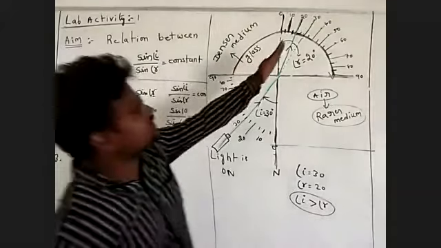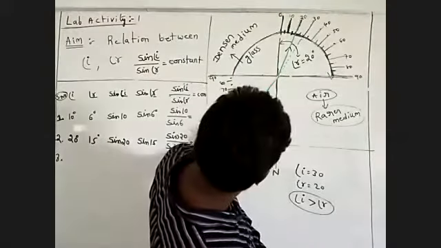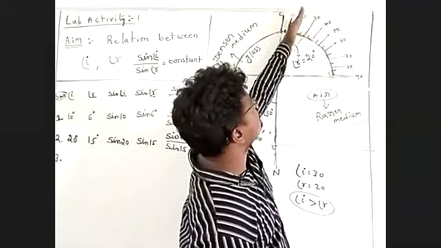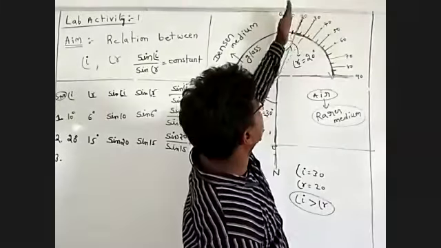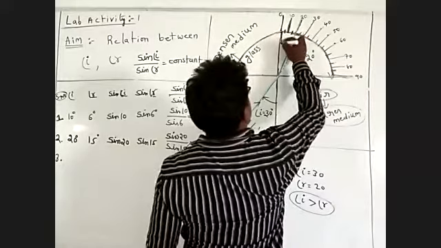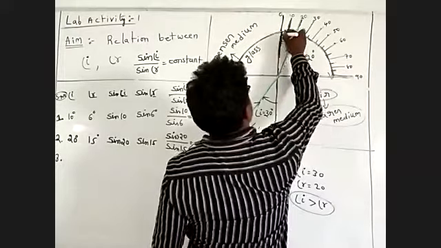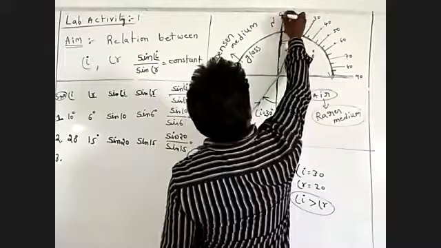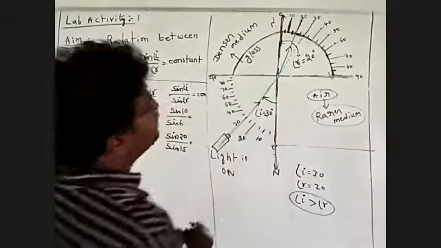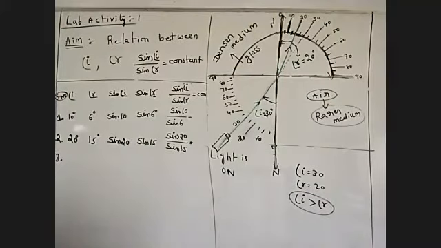Next, this is the actual direction of the incident ray. This is going, but the refracted ray is bending towards the normal. When it is bending, it's bending in this direction towards the normal line. This line we call the normal line.